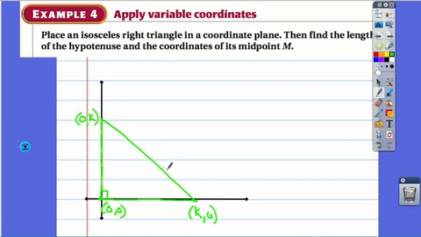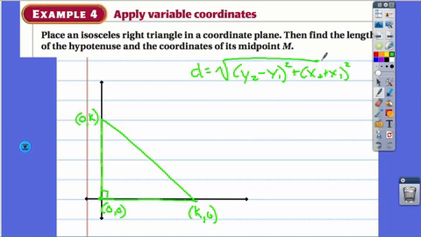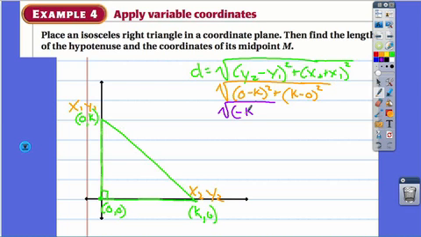Well, to find the length of our hypotenuse, we're going to use our good old distance formula. When we use our 2 points, I usually like to label them x1, y1, x2, and y2. And when I plug those in, y2 minus y1 is 0 minus k. x2 minus x1 is k minus 0. And if I simplify this, 0 minus k is simply negative k. Keep it in parentheses. k minus 0 is simply k. Keep it in parentheses.